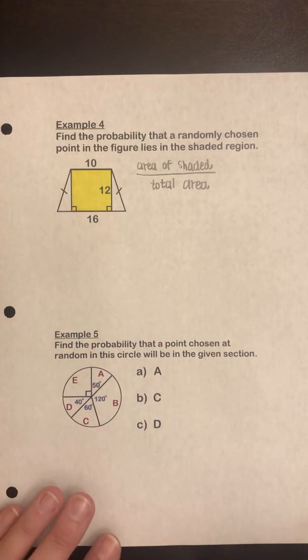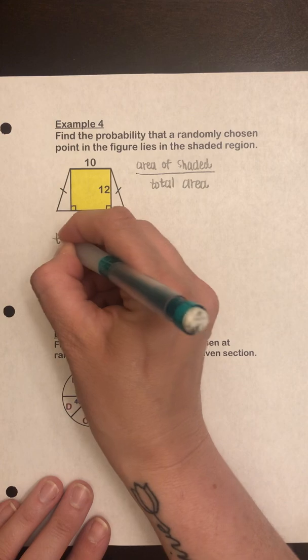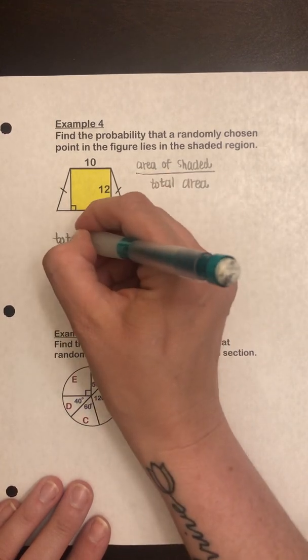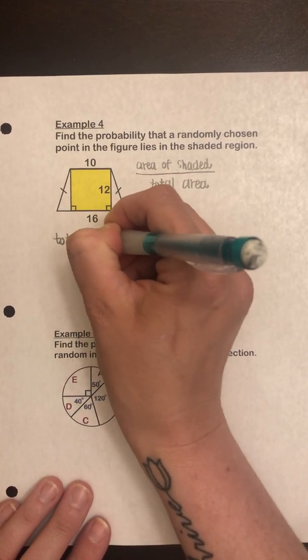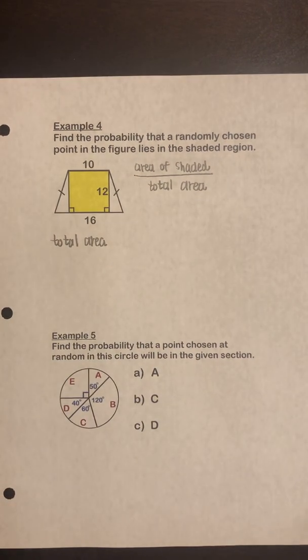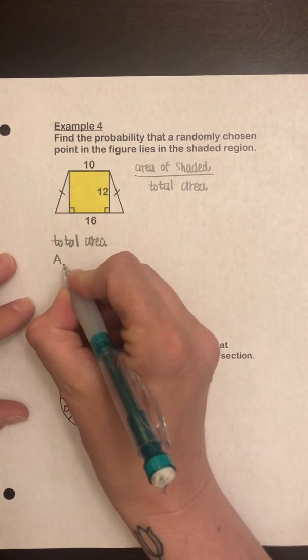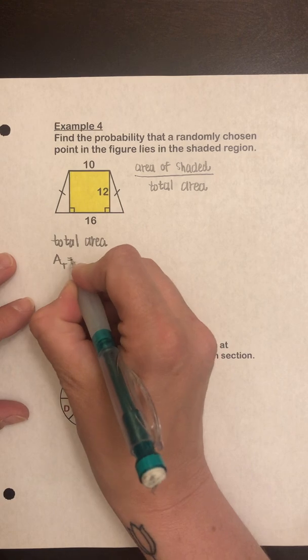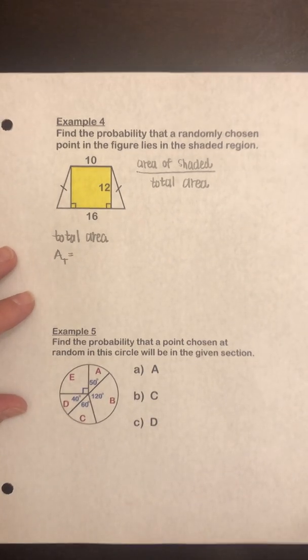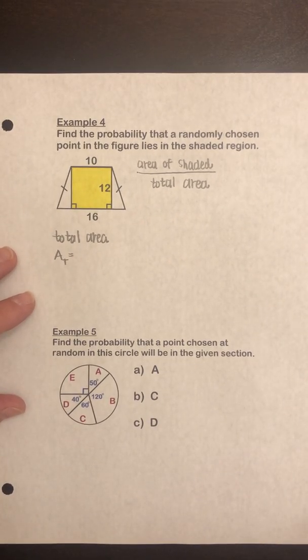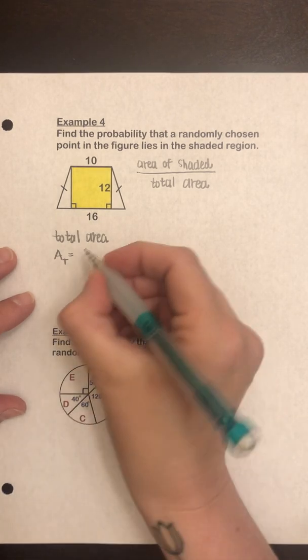All right, so we need to find two things. I'm going to start with the total area first. So first thing I have to do is recognize what the shape is of the total area. That's a trapezoid. Do you guys remember how to find the area of a trapezoid? I'm going to put a little T down there for trapezoid. This is where we learned that song. Trap, trap, trapezoid, base 1 plus base 2, multiply by the height, then divide by 2.